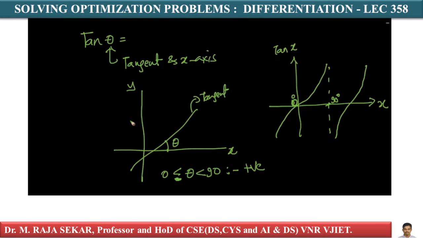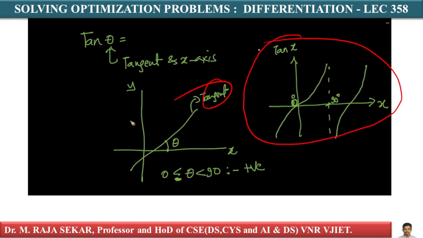Now let's understand tan theta. Let me assume this is my x-axis and this is my y-axis. Let me assume this is my tangent. Now, how does tan theta look? Just try to recall your preliminary classes. You might have learned the geometrical shape of tan x. This is the tan x shape.